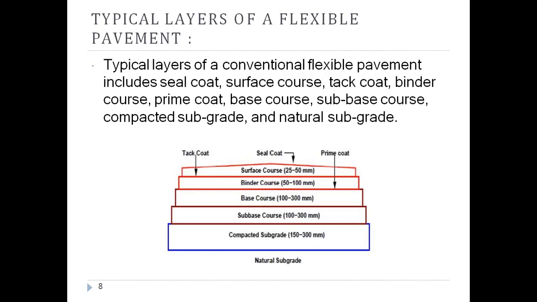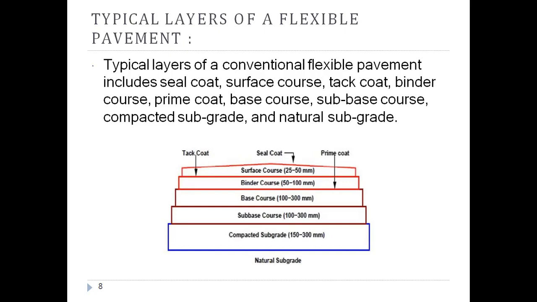In this manner, we lay the pavement. Here, the natural subgrade cannot be disturbed. The natural subgrade soil is capable of withstanding the wheel loads or the impact loads produced by the vehicles, so it is not disturbed. A layer of compacted subgrade of 150 to 300 mm is laid upon the natural subgrade, then a sub-base course of 100 to 300 mm and a base course of 100 to 300 mm are laid one upon another, and also a binder course of 50 to 100 mm can be laid.